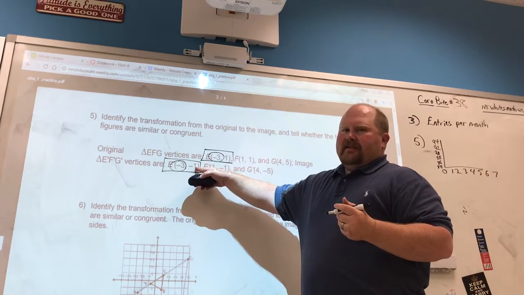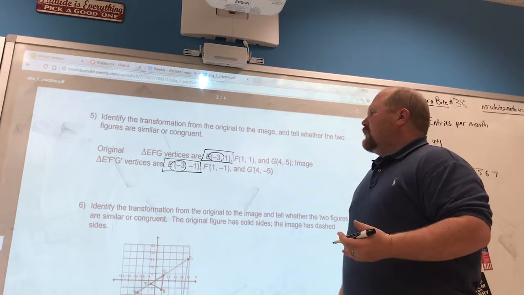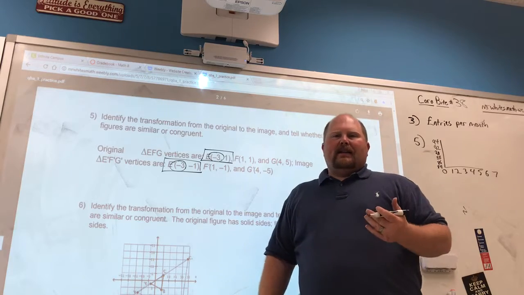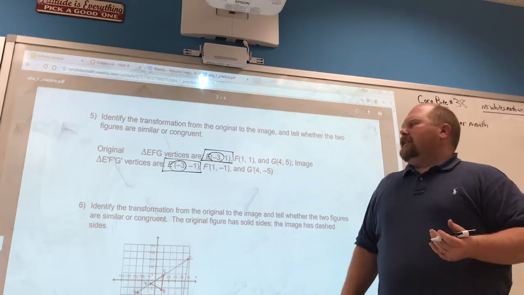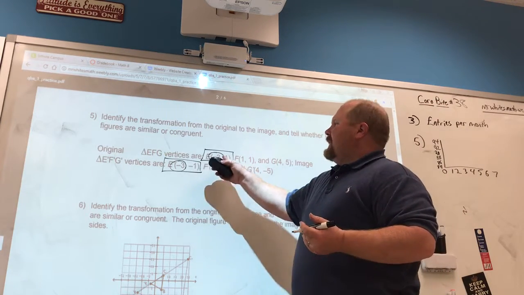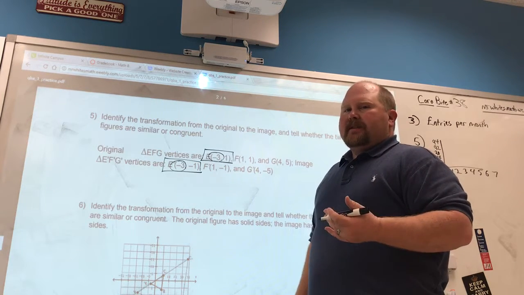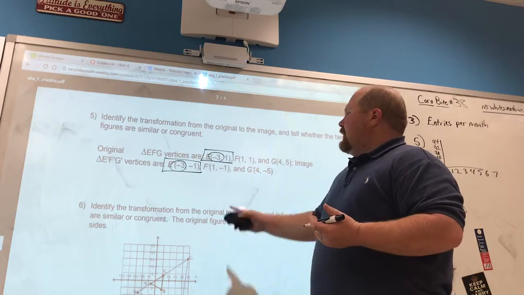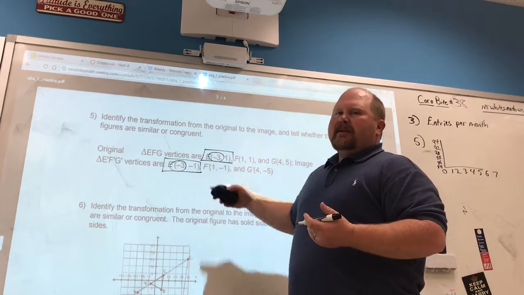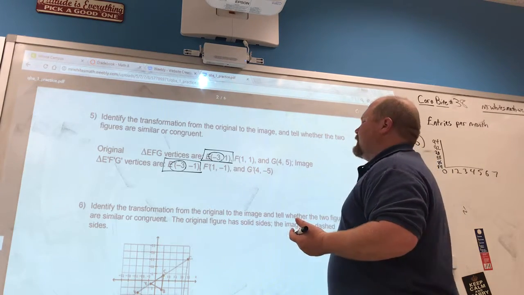It changed signs. Well, if we think about the rules we've learned, there is a rule that says x stays the same and y changes sign, and that is a reflection over the x-axis. Remember, whatever you reflect across is what value will stay the same. Since the x value stayed the same, that means we reflected across the x.